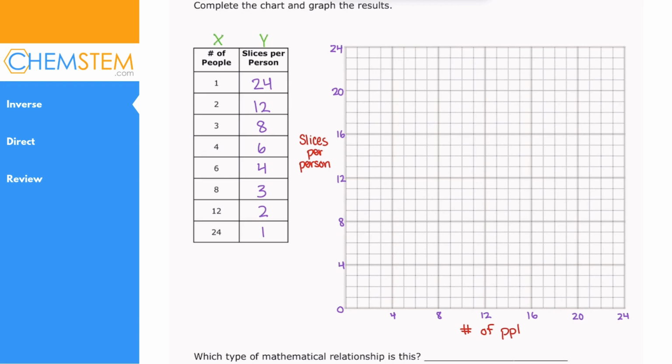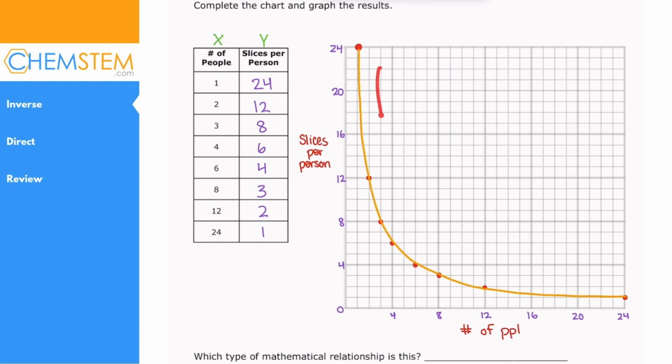And let's plot these points. If it's just you at your party, so that's going to be 1, which is right here, you're going to get all 24 slices to yourself. So we're going to put a dot here. Now, if you and a friend come, so that's going to be 2 people, that's going to be 12 slices per person, so we can put a dot here. And then if we have 3 people in attendance, that's going to be 8.